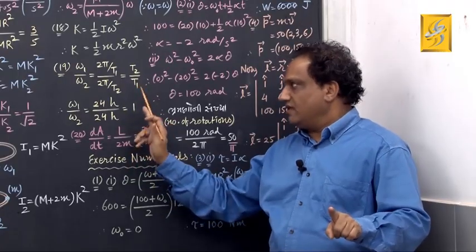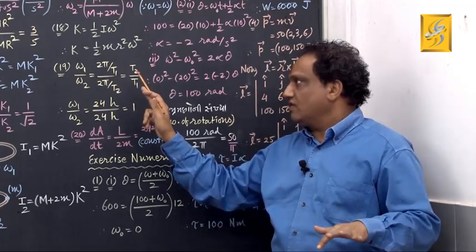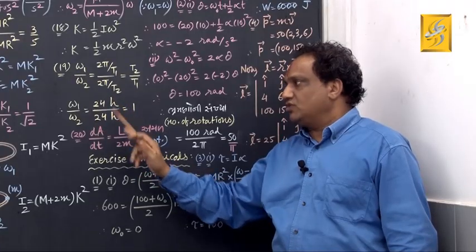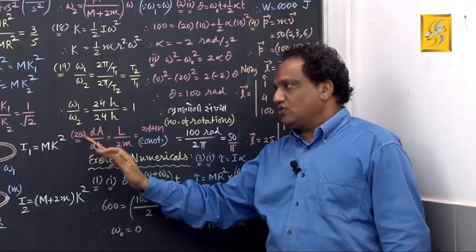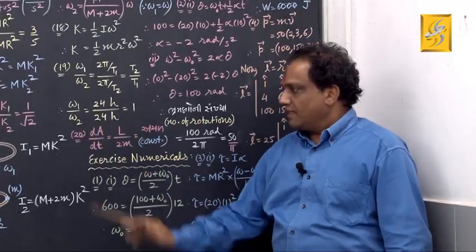So the periodic time of revolution of the geostationary satellite is 24 hours, and the periodic time of rotation of Earth is also 24 hours. So T2 is also 24 hours. 24 hours upon 24 hours, the ratio is 1. So the required ratio omega 1 upon omega 2 equals 1. Okay. Read number 20 now.